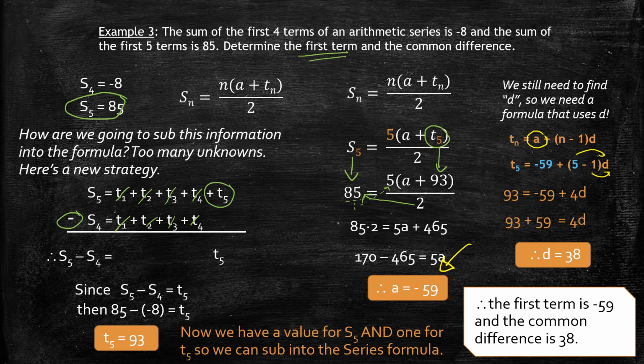Therefore, the first term is negative 59 and the common difference is 38. So again, make sure your answers are very clear. So that's the video for 7.5. You might need to review 7.1 again if you were struggling with this, because you were forgetting maybe how important this formula was from 7.1. But if you understand everything and you're ready, go back to do the homework that's listed on your sheet. That's the end.